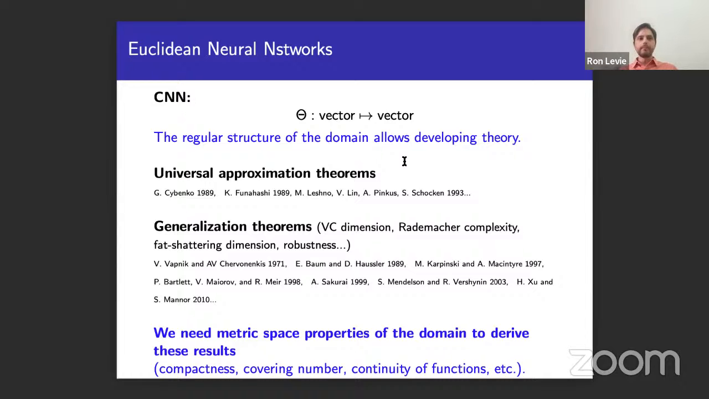And in all of these results, you need to use the structure of the input space of the neural network. So you use things like compactness and covering number, meaning how many balls of a certain radius you need to cover the whole space. You use continuity of functions over the domain, and so on.